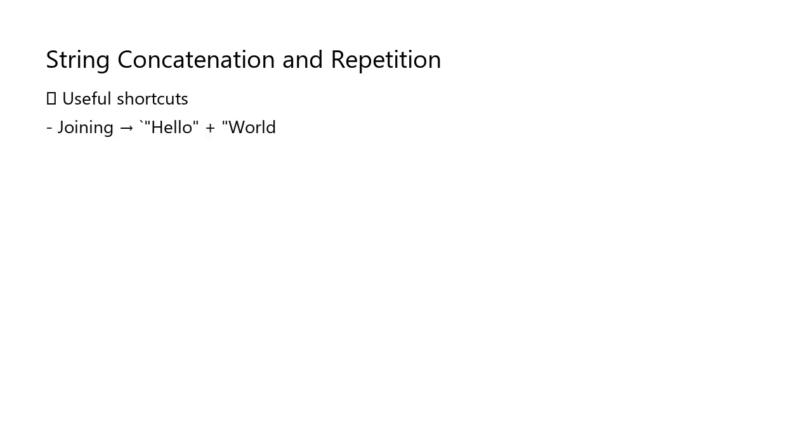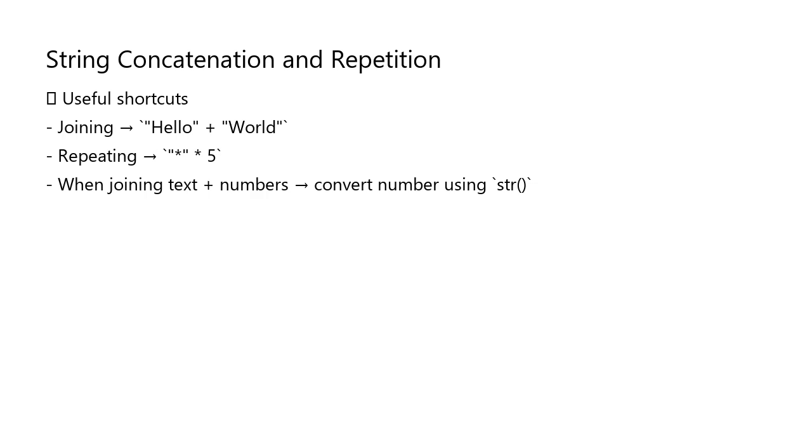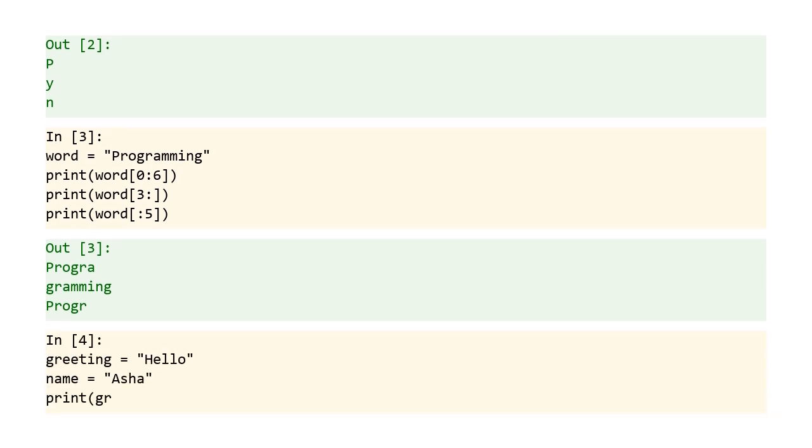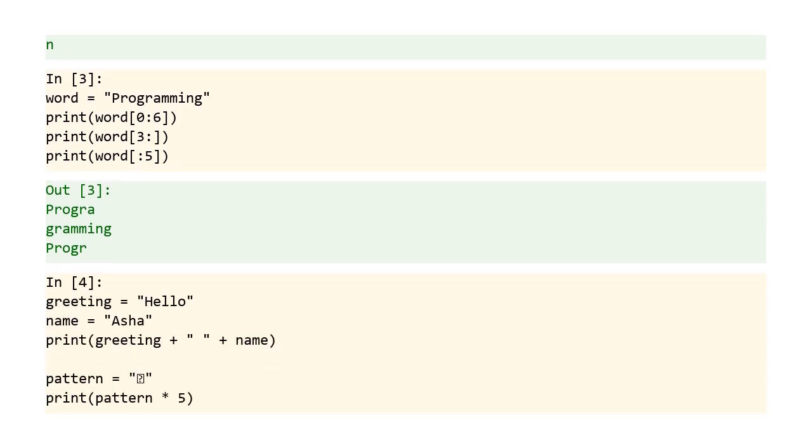Python allows you to combine strings using the plus operator. And you can multiply a string to repeat it. Concatenation builds sentences. Repetition builds patterns. Watch how we join 2 strings to form a sentence. Then we repeat a symbol to create a pattern. See how Python handles text like building blocks.